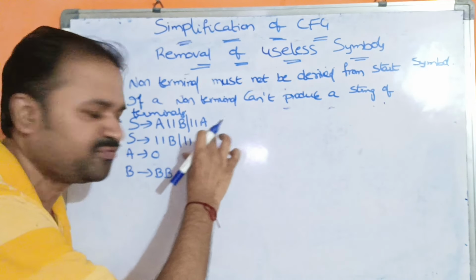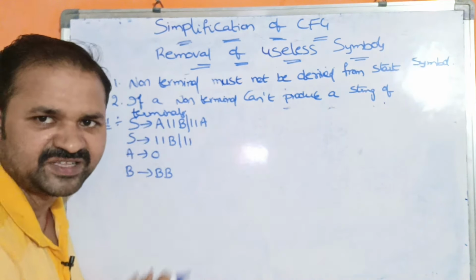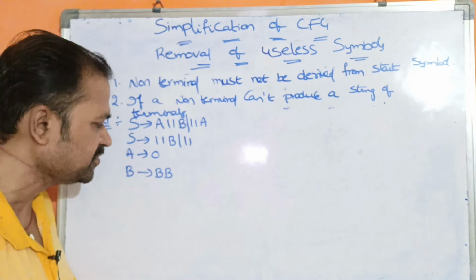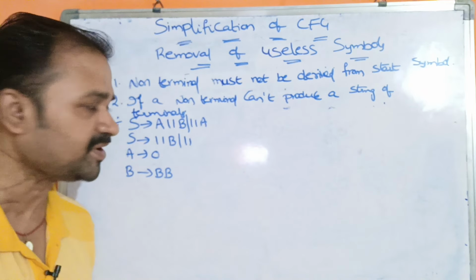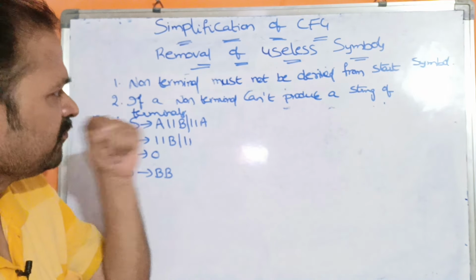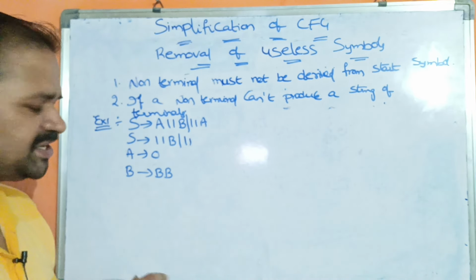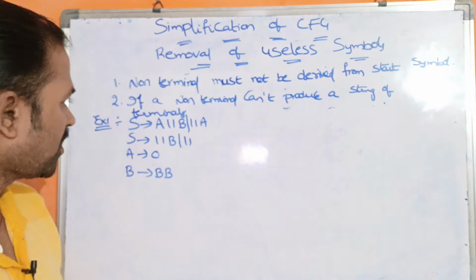So totally we have 4 productions associated with S. Next, A produces 0, B produces BB. So now our target is we have to remove useless symbols from the grammar and we need to write the final grammar. Let us see the problem here.